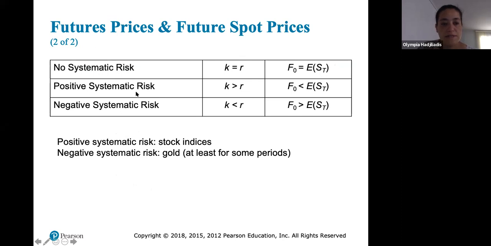If you want positive systematic risk, then you basically have K greater than R and you have F0 less than the expected value of ST. And with negative systematic risk, you have K less than R and F0 is greater than the expected value of ST. For positive systematic risk, we see that stock indices have that. Negative systematic risk is basically gold. Gold has negative systematic risk, at least for some periods. So that's it.